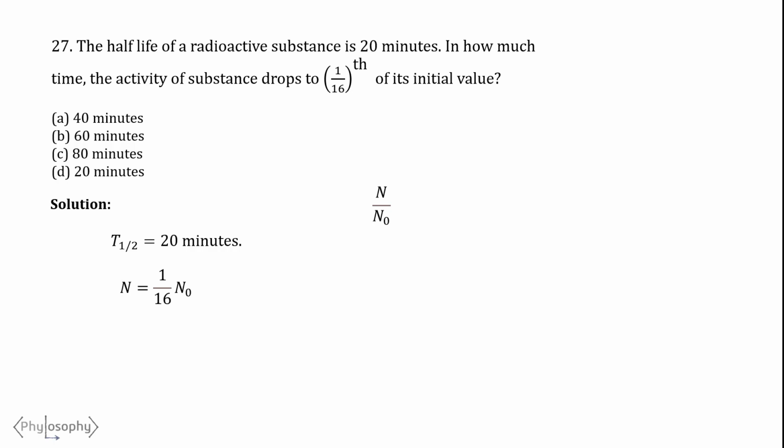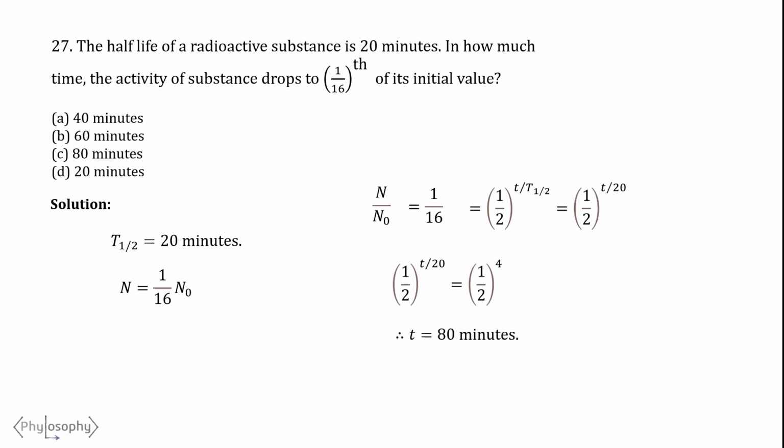Therefore, we can say that N over N naught is equal to 1/16, which is equal to half to the power t by t half. So here t half is 20, therefore it is half to the power t by 20. Now this 1/16 can be written as 1/2 to the power 4. Therefore we can say that t is equal to 80 minutes. So it takes 80 minutes for the activity of the substance to drop to 1/16 of its initial value. Therefore option C is the correct answer.